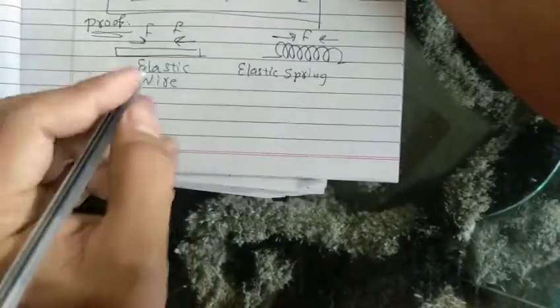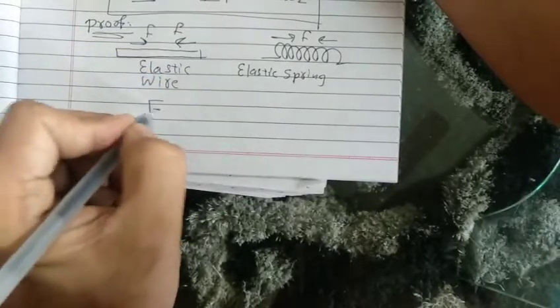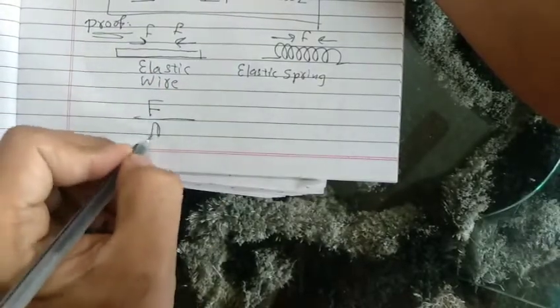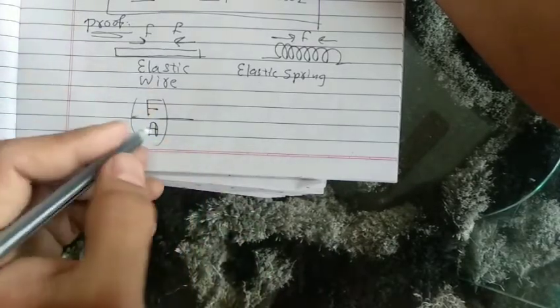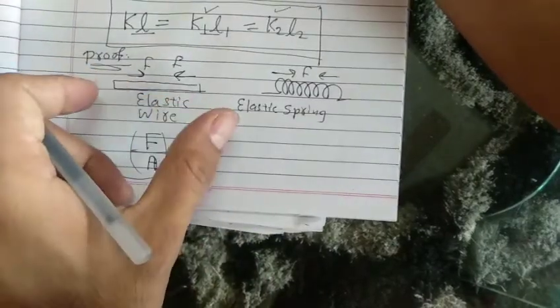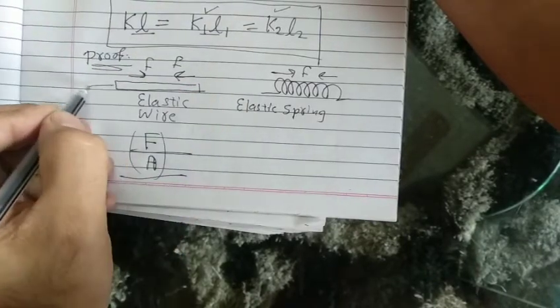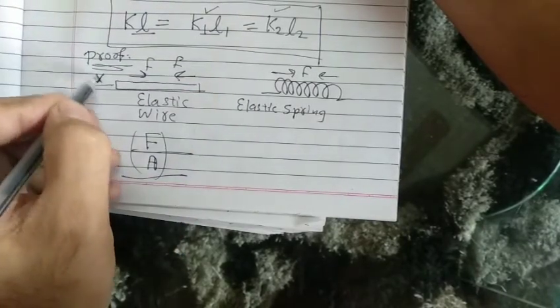In the case of the elastic wire, these restoring forces divided by area is called stress. F by A is the stress. And since you are pulling this wire, elongation is also produced in the wire. Let's say the elongation is X. X is the elongation.